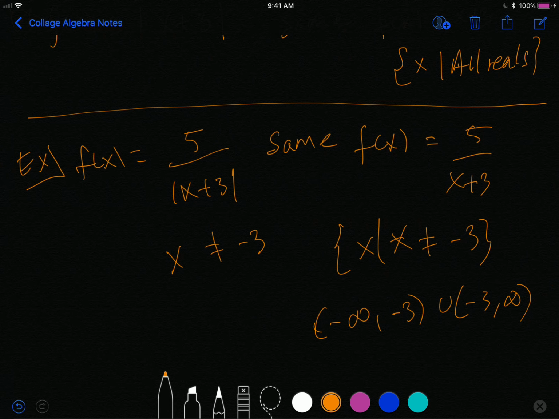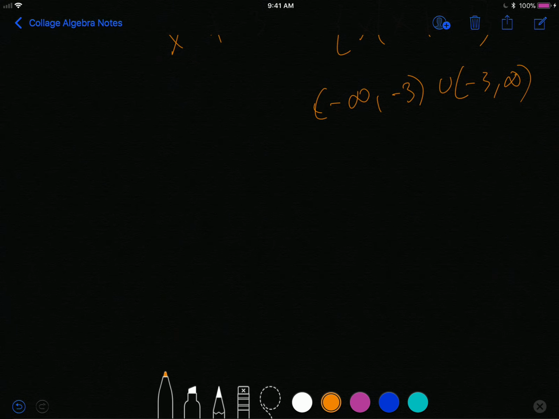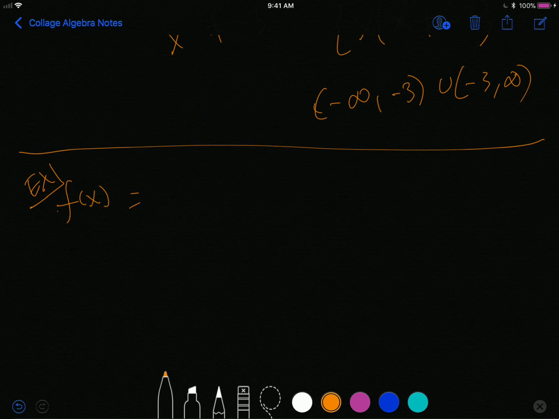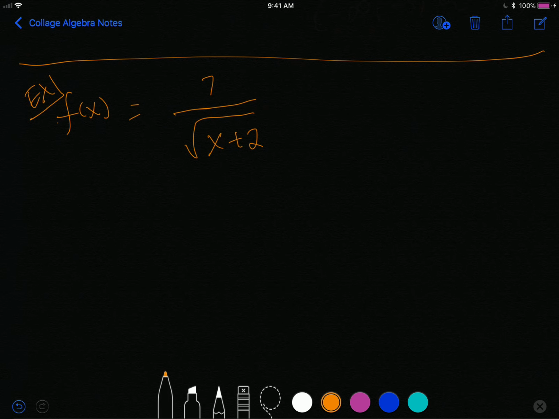The next piece of the puzzle is when you have a combination of a fraction and a radical. So let's say I have my next example, f of x is equal to 7 divided by the square root of x plus 2. Well, what you do right here to find the domain is you actually have to do both things. You have to work it as if it was a fraction, and you have to work it as if it was a radical, and then you combine the two answers together.